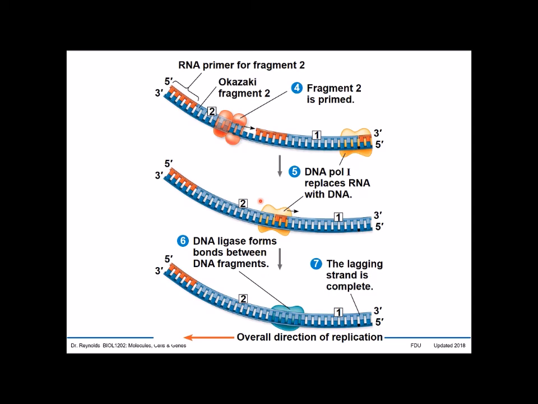So we're going to recruit another DNA polymerase, since DNA polymerases are responsible for creating polymers of DNA. This time we're going to use DNA polymerase I, and it's going to replace our RNA primer by extending this fragment and replacing the RNA with DNA. That's the role of DNA polymerase I. Now we've created new DNA, so we have all DNA in the place of this fragment. However, we still have fragments.